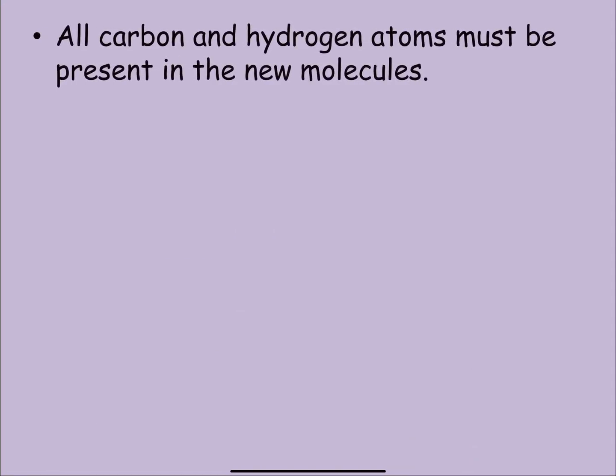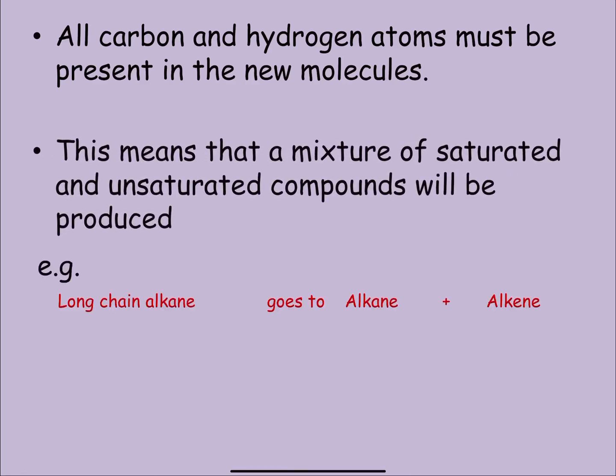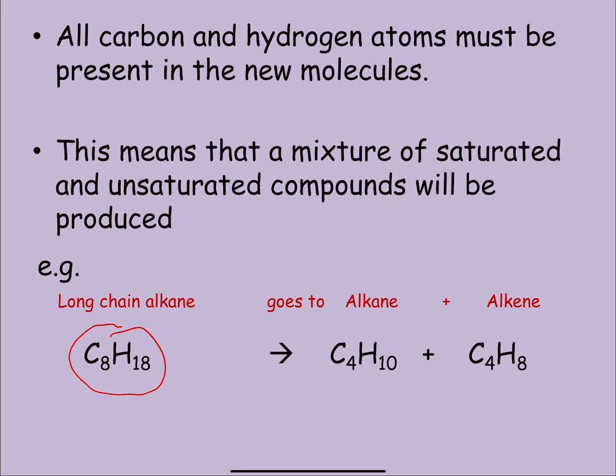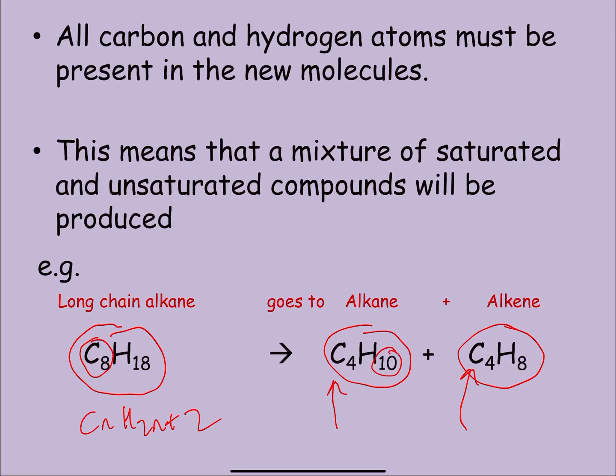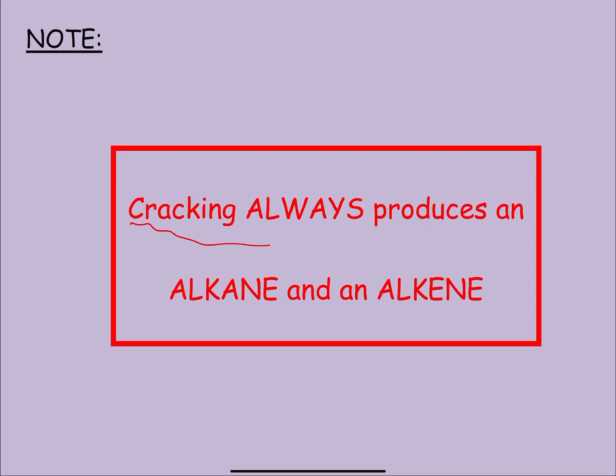So all carbon and hydrogen atoms must be present in the new molecules. In that example from the previous page, we started with octane, which is C8H18. Remember, it's CnH2n+2. We break that down to butane and butene, our alkane and our alkene. C4 plus C4 gives us C8. 10 plus 8 gives us 18 hydrogens. So everything's balanced on each side. And just remember, cracking always produces an alkane and an alkene.